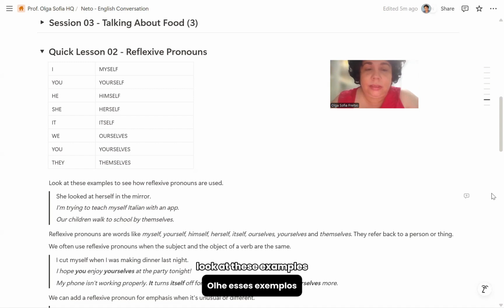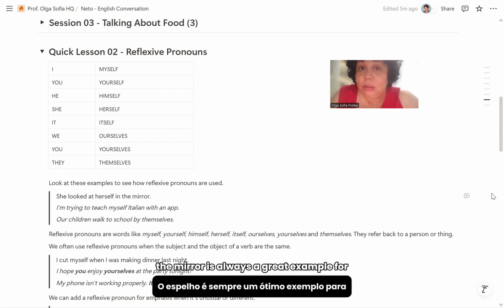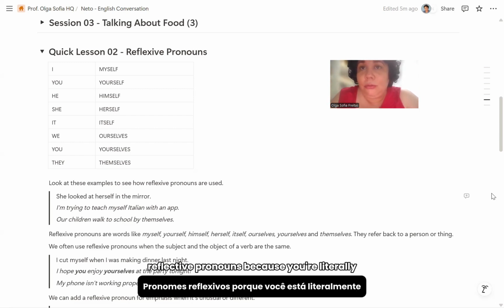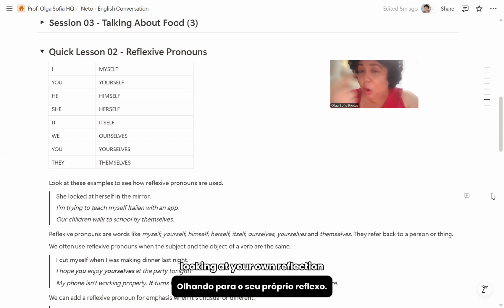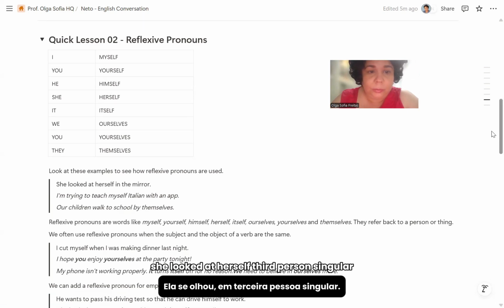Look at these examples to see how reflexive pronouns are used. So, she looked at herself in the mirror. The mirror is always a great example for reflexive pronouns because you're literally looking at your own reflection. So you are looking at yourself. She looked at herself, third person, singular.